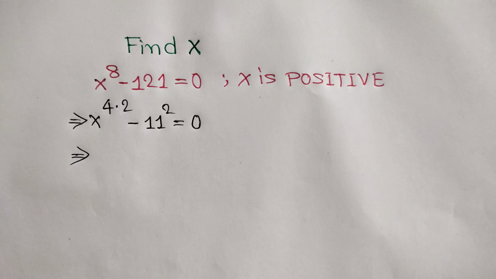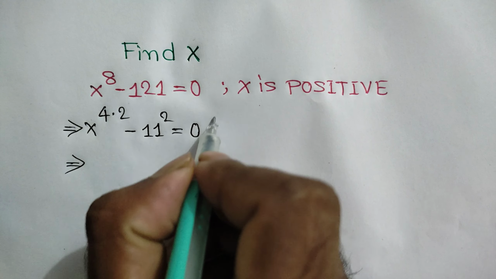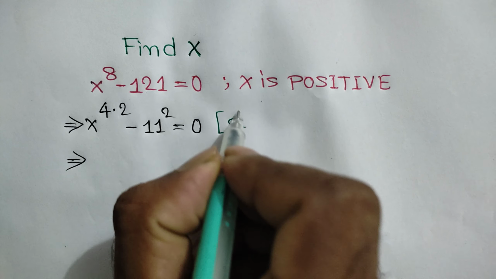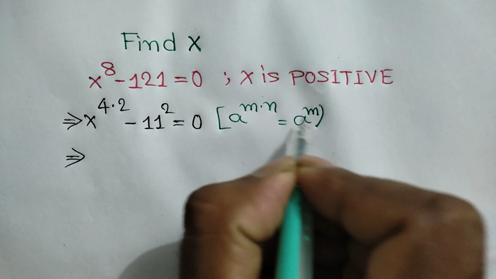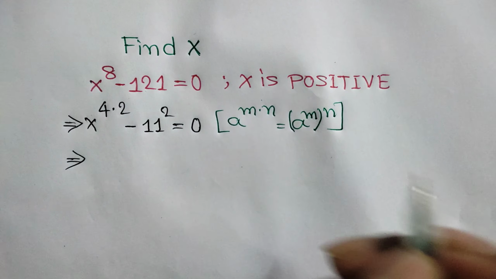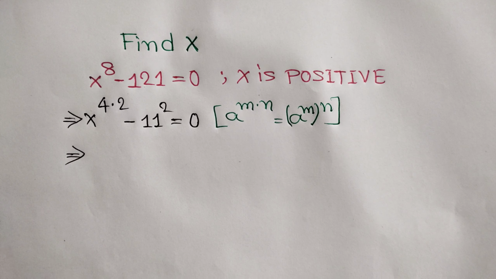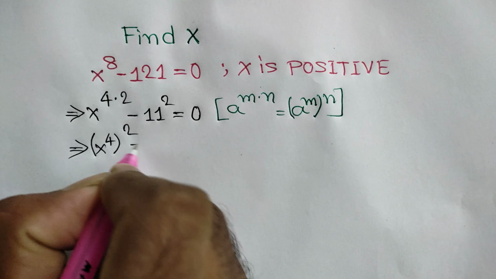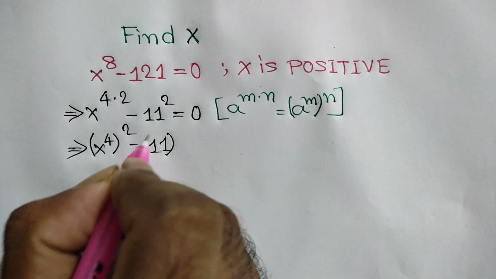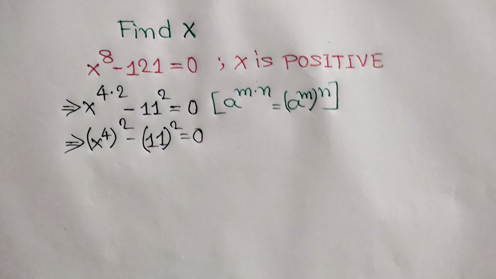Now we know an exponential formula: a to the power m times n is equal to a to the power m whole to the power n. Now apply this formula. Here we can write x to the power 4 whole square minus 11 square is equal to 0.